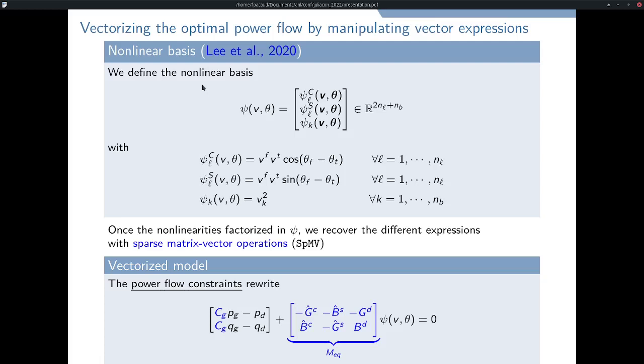We first look at the math of the problem. And we use this recently introduced nonlinear basis. For more reference, please have a look at this article. And we define the nonlinear basis in the following way.